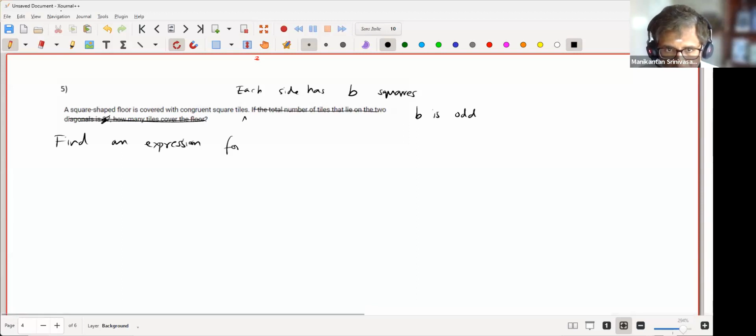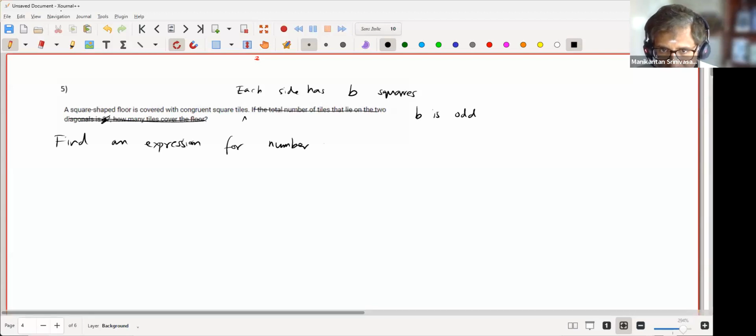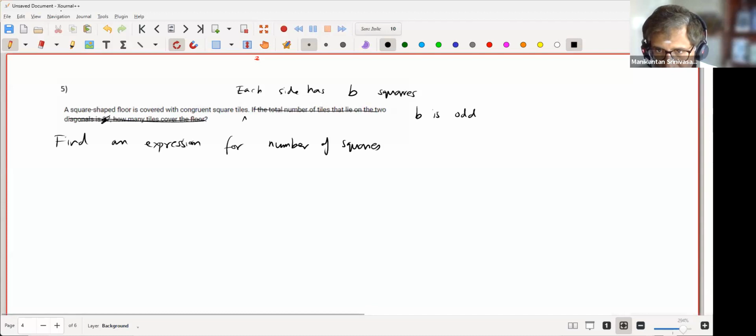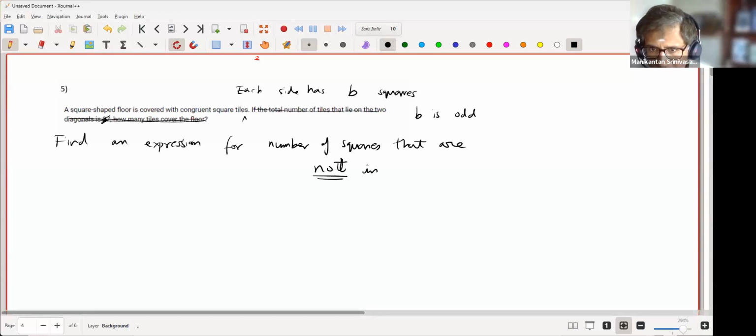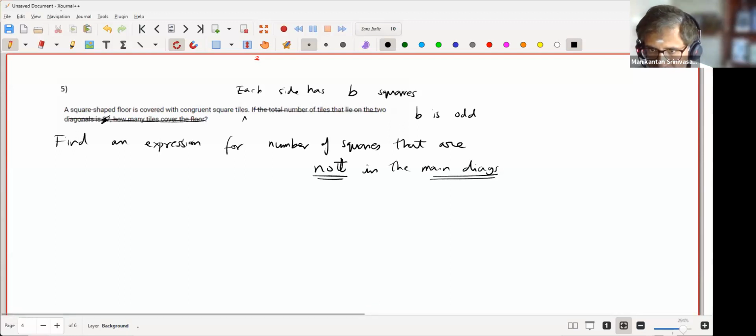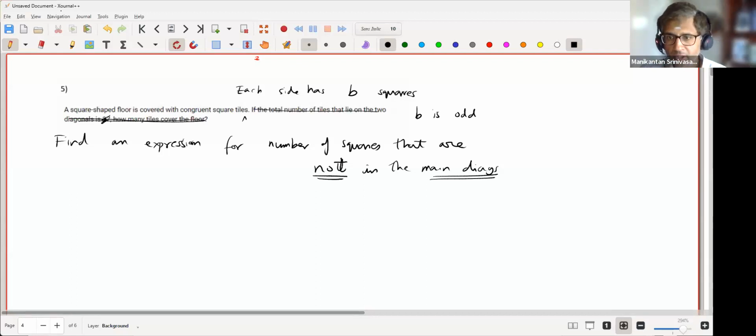Find an expression for the number of squares that are not in the main diagonals, the two main diagonals. Okay, so is the question clear? So I have a square grid, B length, and just like a chessboard is an 8 by 8, this one is a B by B, B cross B, where B is an odd number. And then in terms of B, I want you to find an expression for the number of squares that are not on the main diagonal.